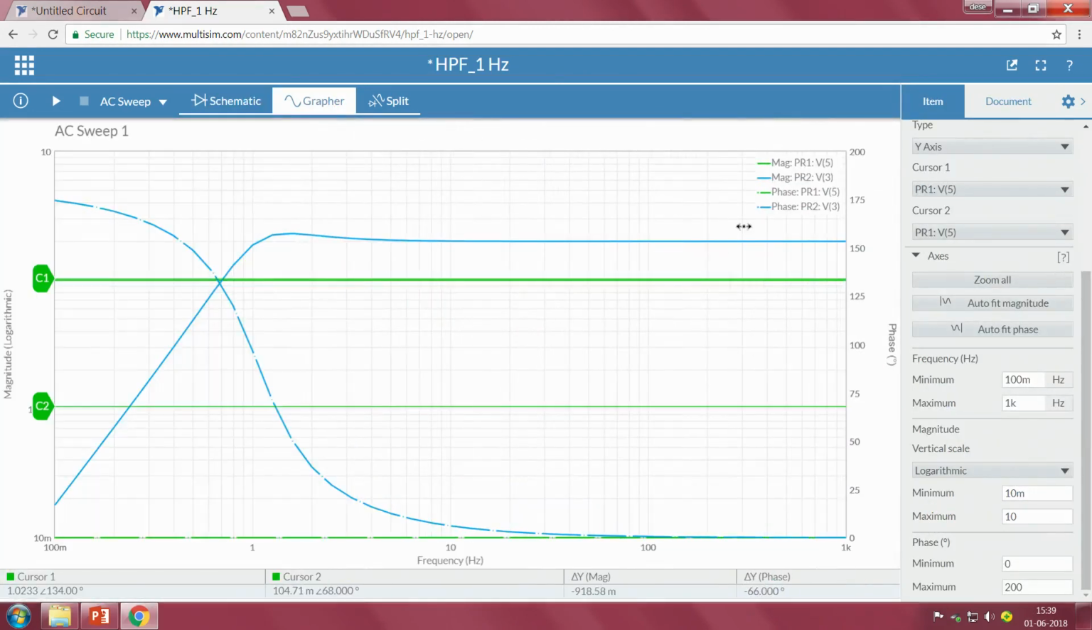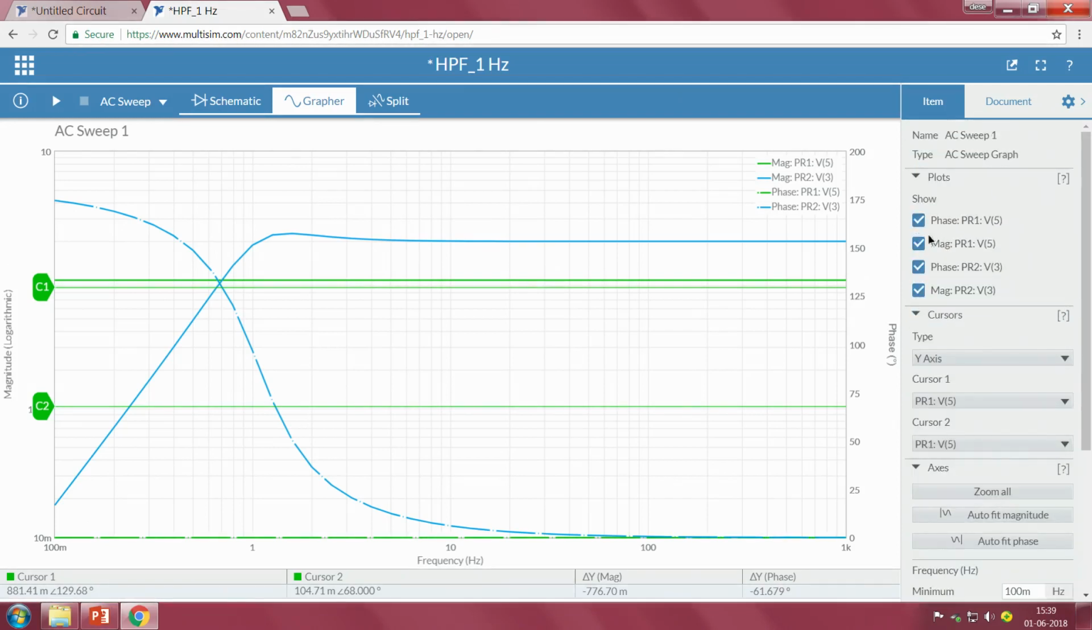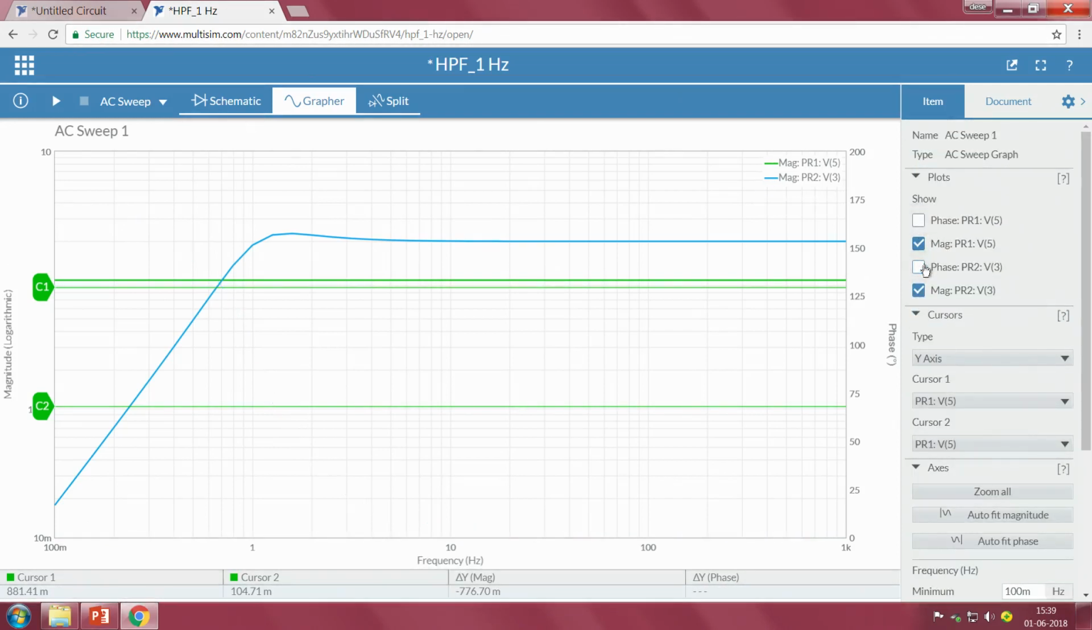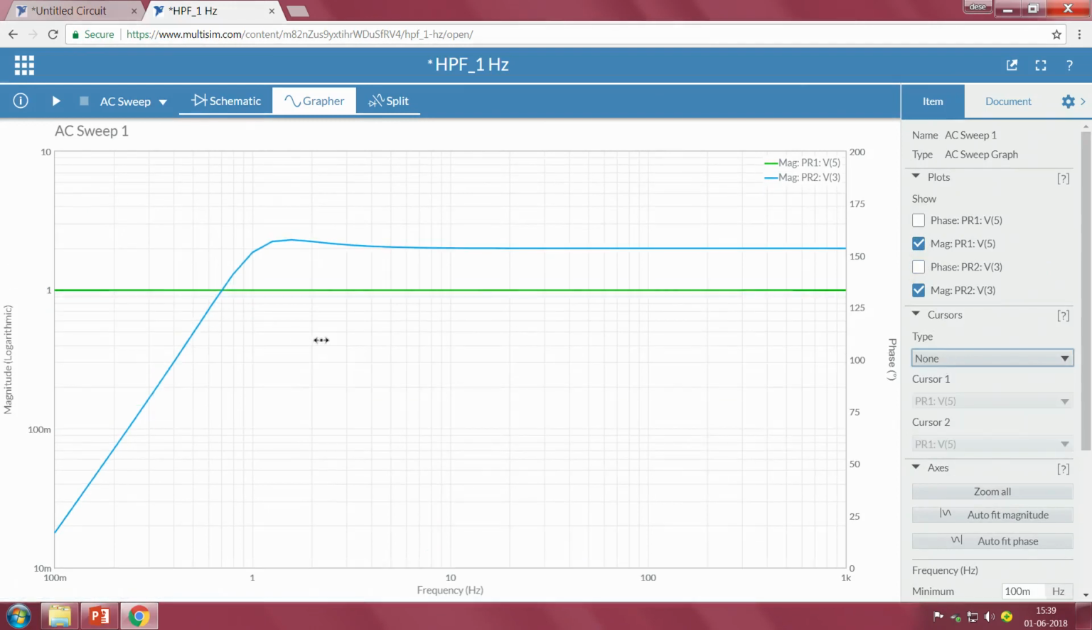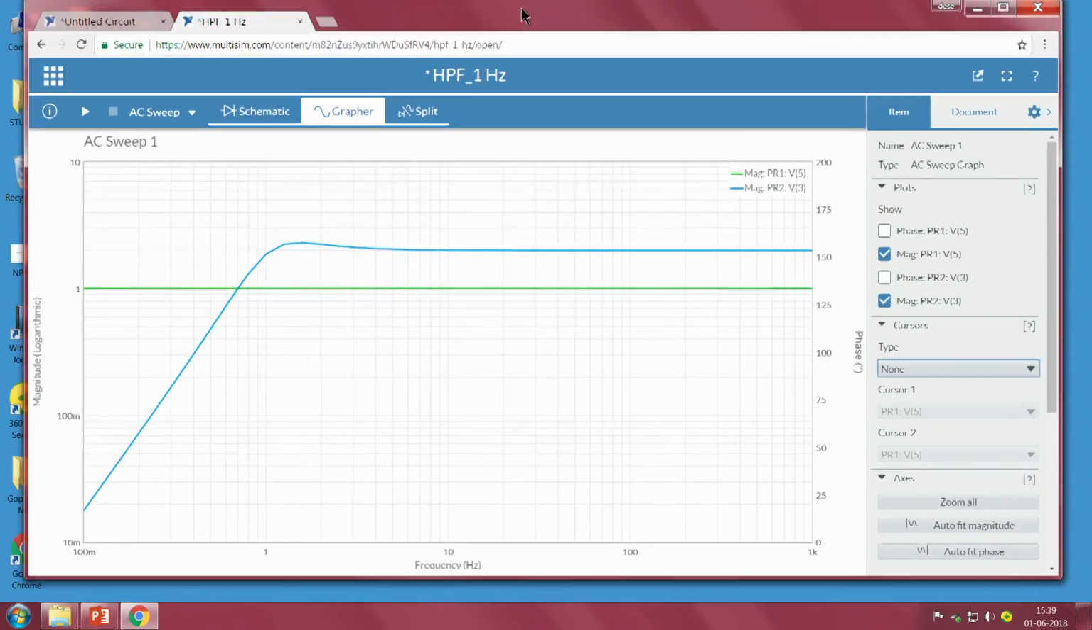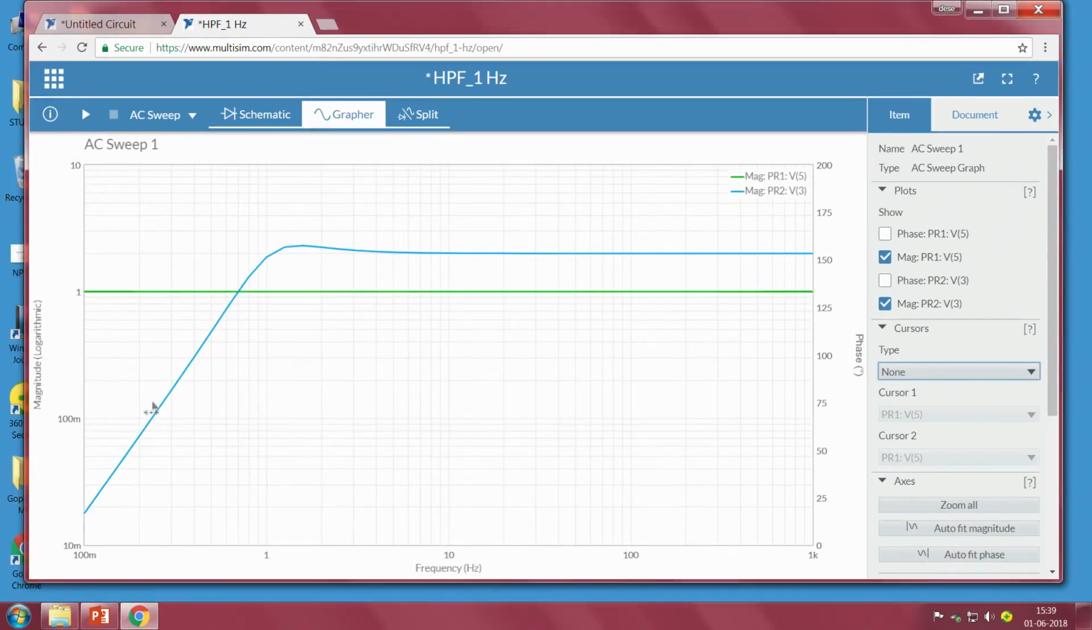So, since I may not require both the phases, I will remove both the phases. I have both the magnitudes. I am making the cursors temporarily off right now. So, observe carefully here, the green indicates our input signal and the blue indicates our output signal, right. Now, this is a logarithmic scale, the magnitude is completely logarithmic, and the green is at 1 dB, 1 magnitude.